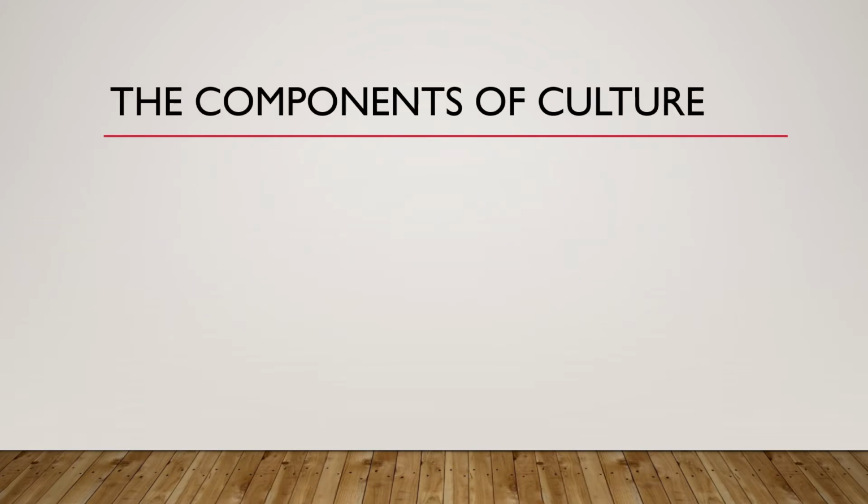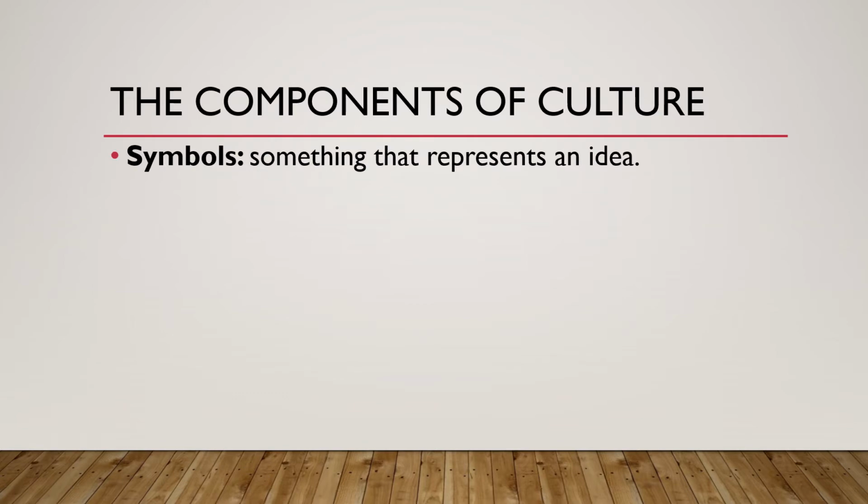Now we are going to talk about the components of culture. In our definition, we talked about culture being a system of learned and shared symbols, language, values, and norms. These also exist within our co-cultures as well. Those are simply our components of culture. When we think about symbols, we know that symbols are something that represents an idea. We talked a lot about symbols when we talked about language, thinking about words being symbols for larger meaning.